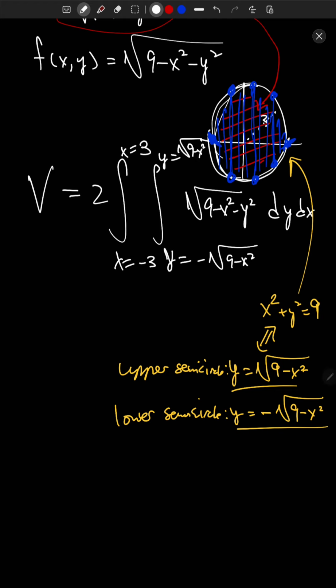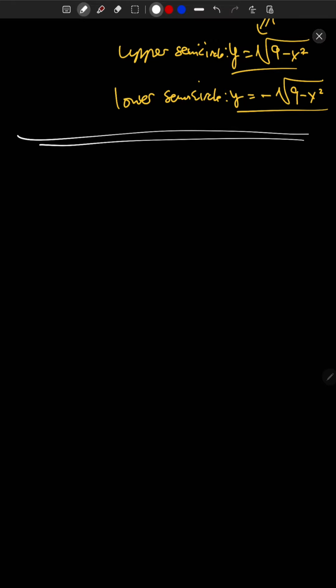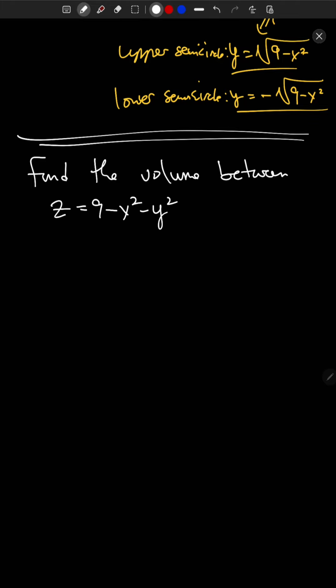All right, next example. Essentially this section is example after example of more and more complicated situations. So let's find the volume between the upside down paraboloid, z equals 9 minus x squared minus y squared, and the plane 3x plus 2y plus z equals 1.